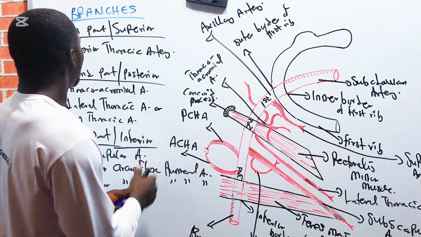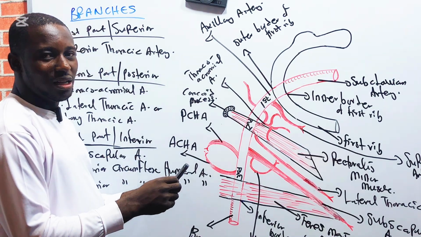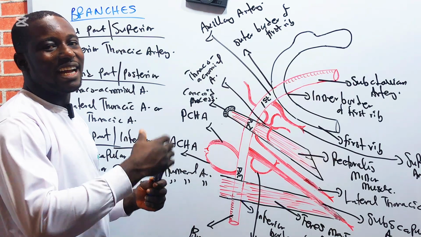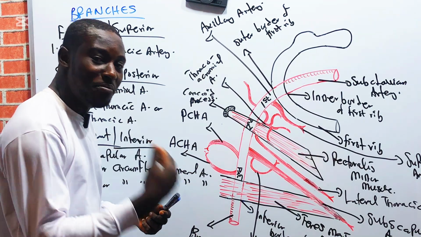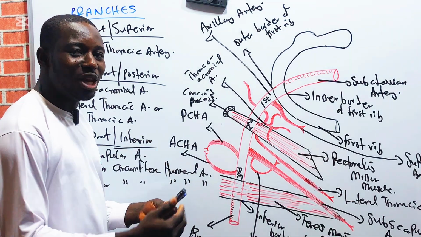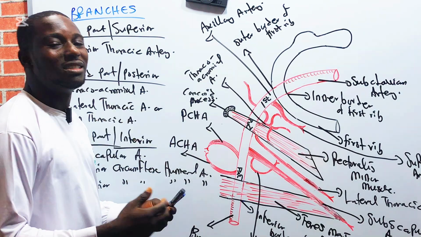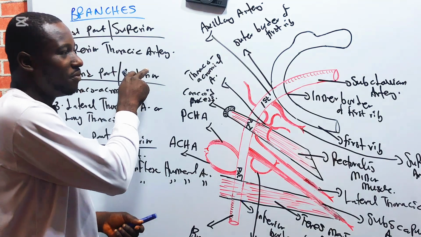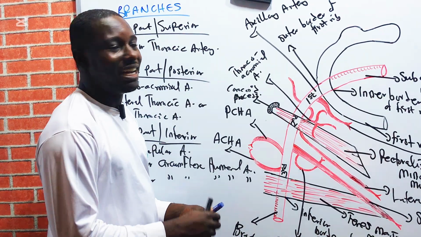Now, the superior thoracic artery is actually the smallest branch of the axillary artery. It arises near the subclavius muscle, where it passes between the pectoralis minor and pectoralis major muscle, supplying them and also the medial wall of the axilla. That is the superior thoracic artery, which is from the first part of the axillary artery.